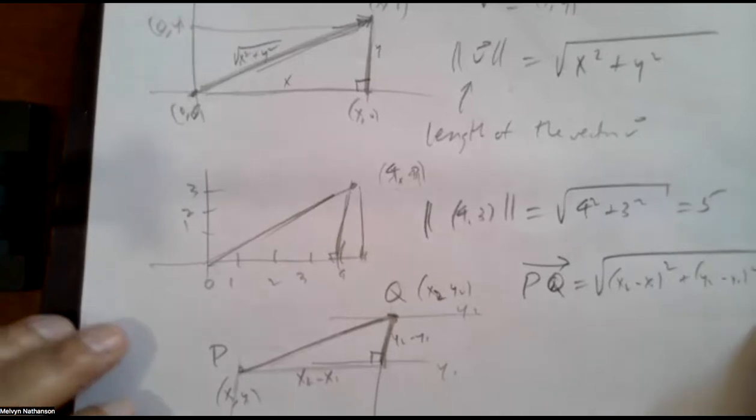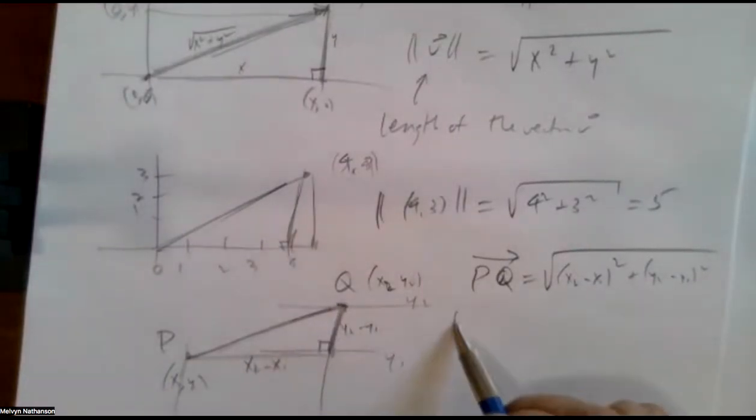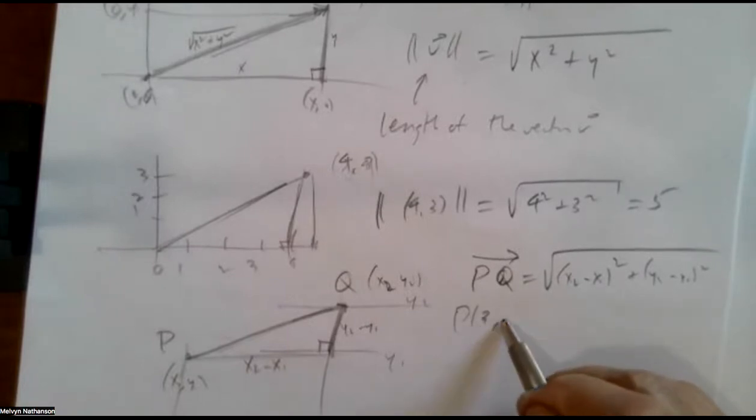So that's the classical formula for the distance between 2 points in the plane, or the length of the vector from one point P to another point Q in the plane. So for example, if P had coordinates (3, -7) and Q had coordinates (5, 2), then what is the vector from P to Q? Its coordinates would be 5 minus 3, 2 minus 7.